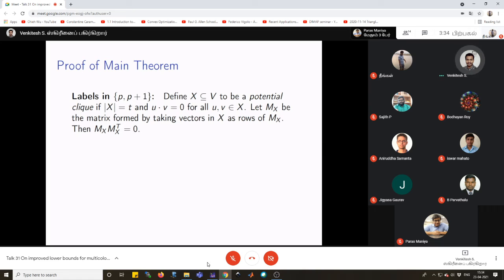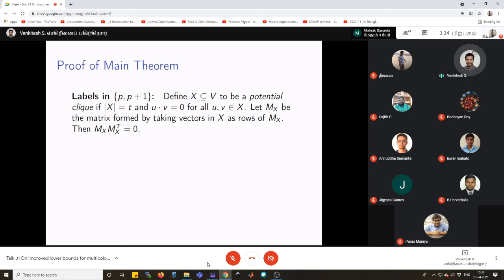Okay, so let's start again. X, a subset of V, is a potential clique if X is of size T and the dot product of any pair of vertices in X is 0. And let Mx be the matrix corresponding to this. So V is a subset of a t-dimensional vector space, so every vertex here is a vector. Let's just arrange them as rows of a matrix, and let me call it Mx. We are taking this in some order. We don't care what the order is, but there is some order.